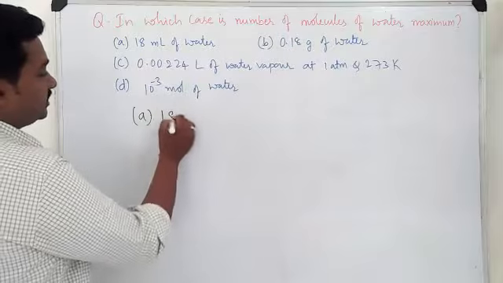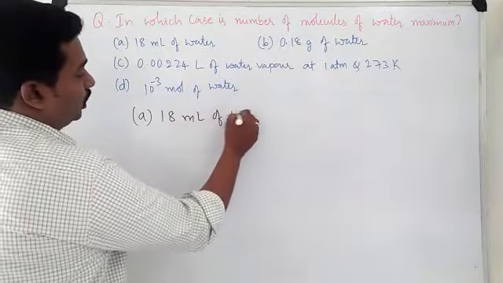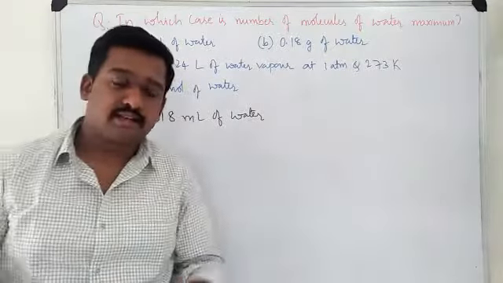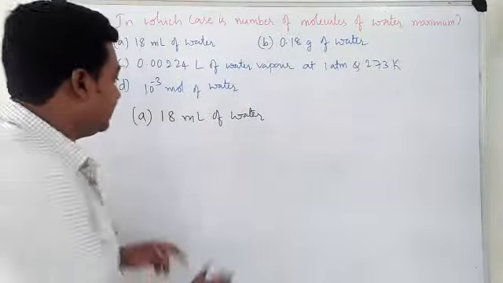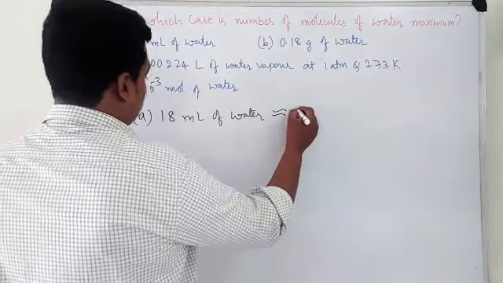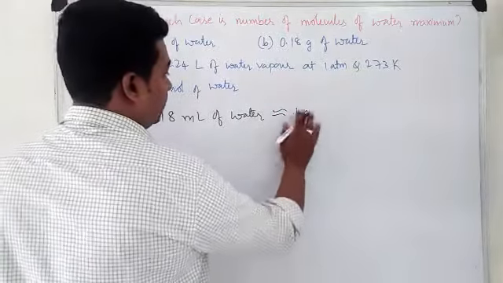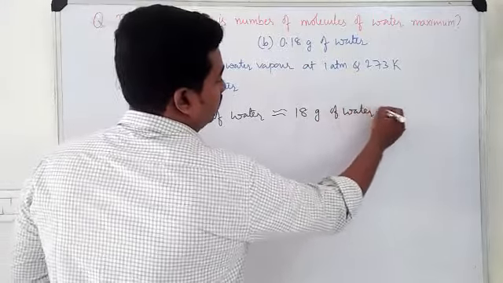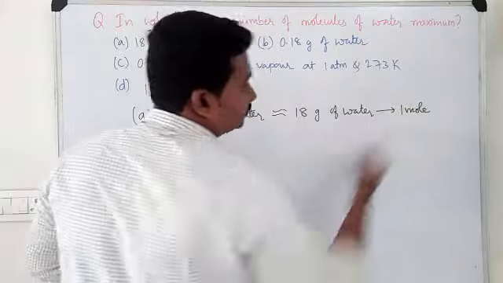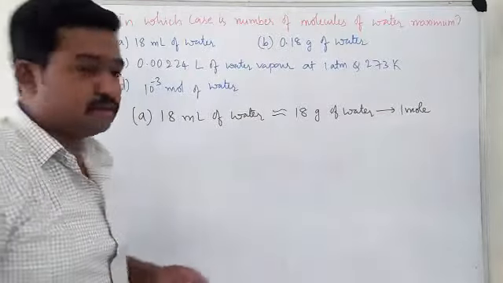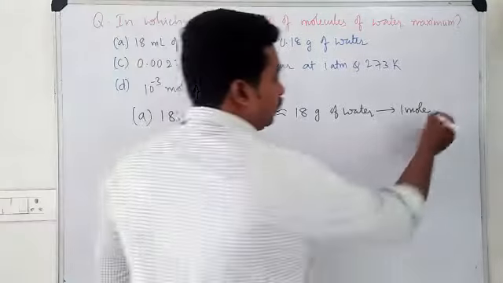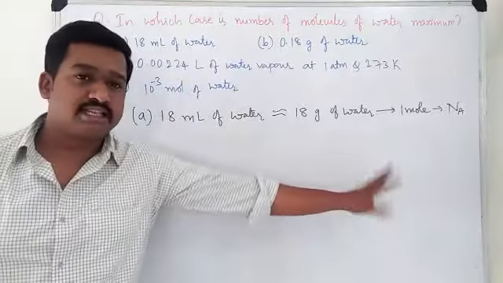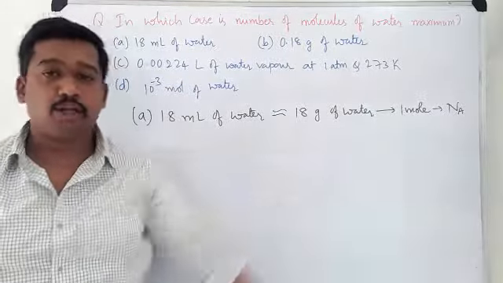Option A says 18 ml of water. As the density of water is 1 gram per cc or 1000 kg per meter cube, I can easily equate this to 18 gram of water, which is going to be 1 mole. So option A says there is 1 mole of water molecules, which is Avogadro's number. Avogadro's number, you know, is 6.022 into 10 power 23 molecules.